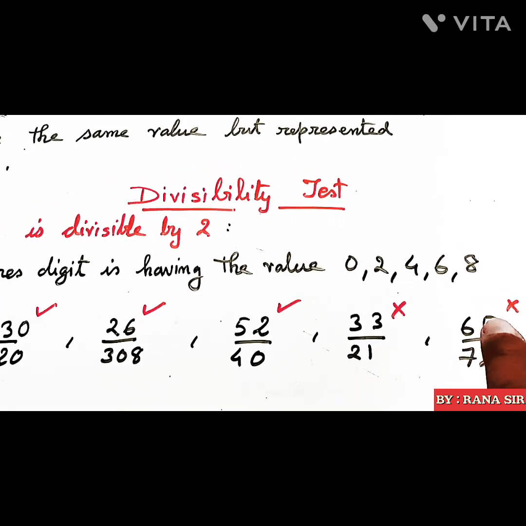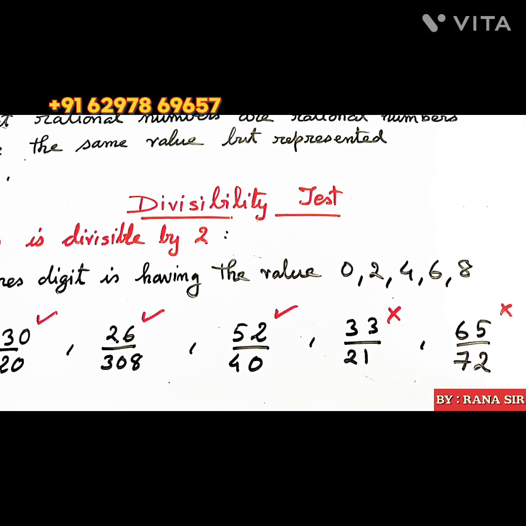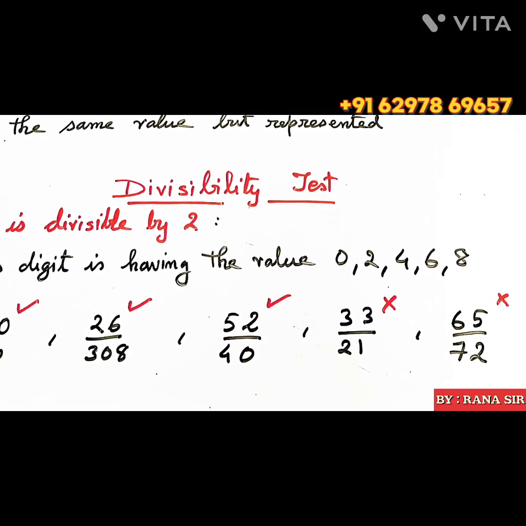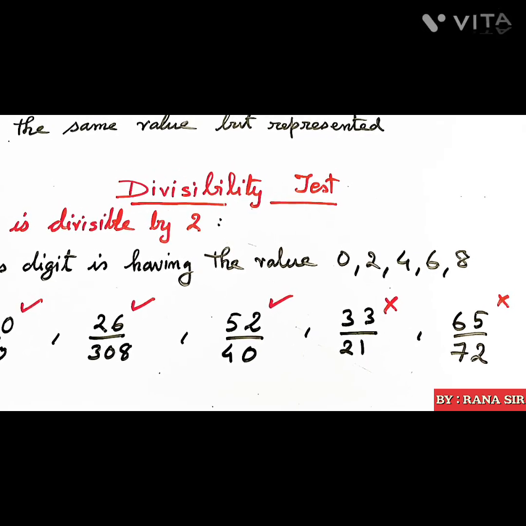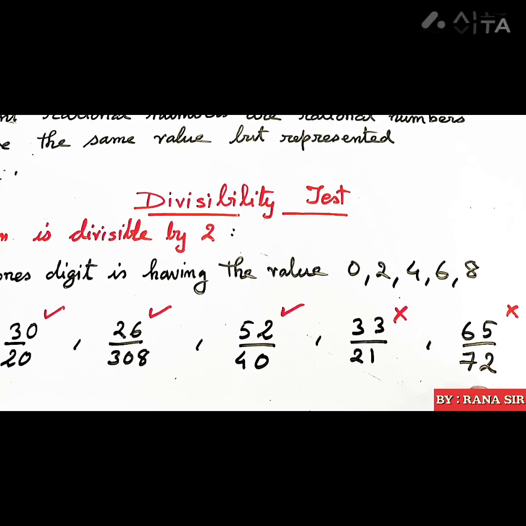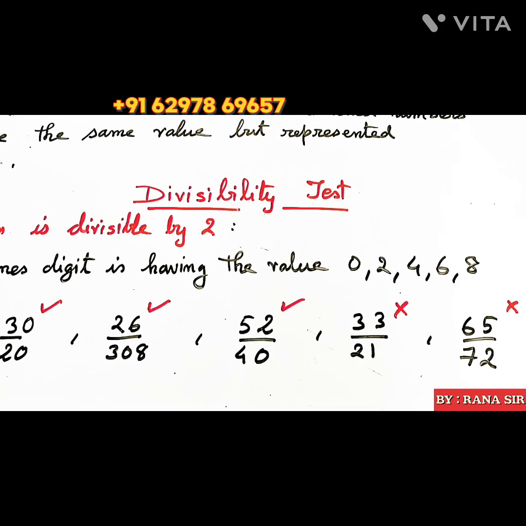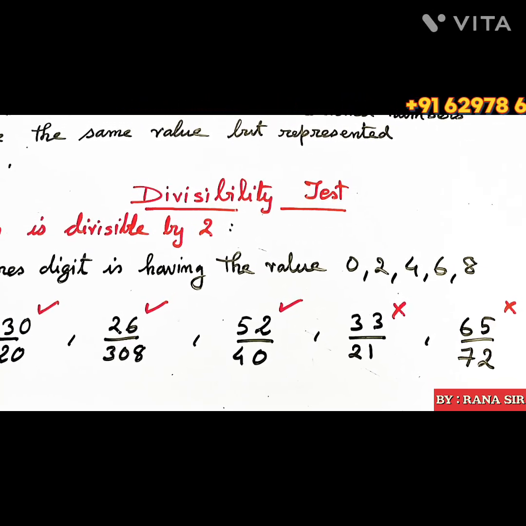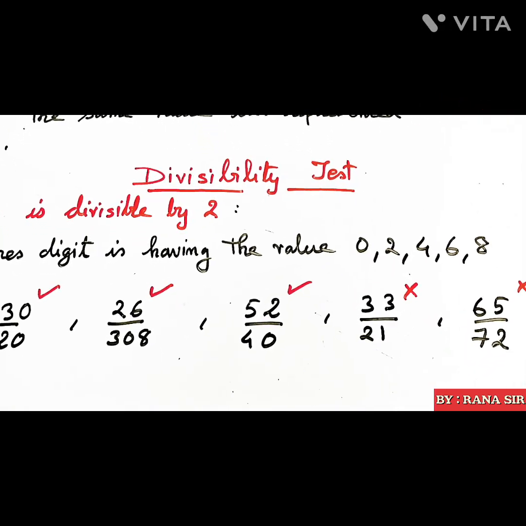65, ones place 5. Not fulfilling. Ones place 2. Yes, it is fulfilling, but the fraction should be divided by the same number on both sides to get the equivalent value. So I will not get the equivalent value if I divide the denominator by 2 only, because the numerator is not divisible by 2. Why? Because the ones place in 65 does not match 0, 2, 4, 6, 8. Hence 65 by 72 is not divisible by 2.